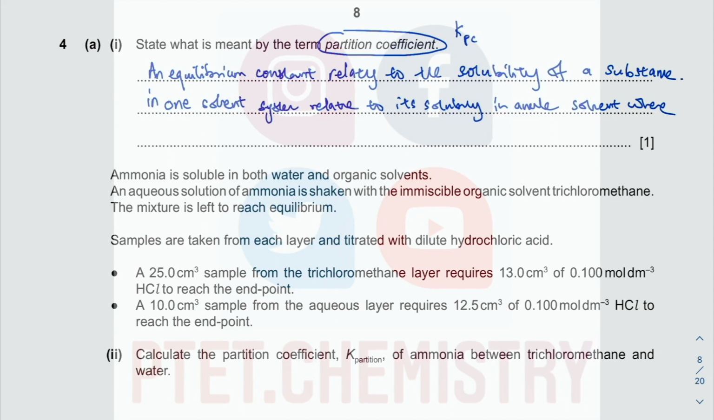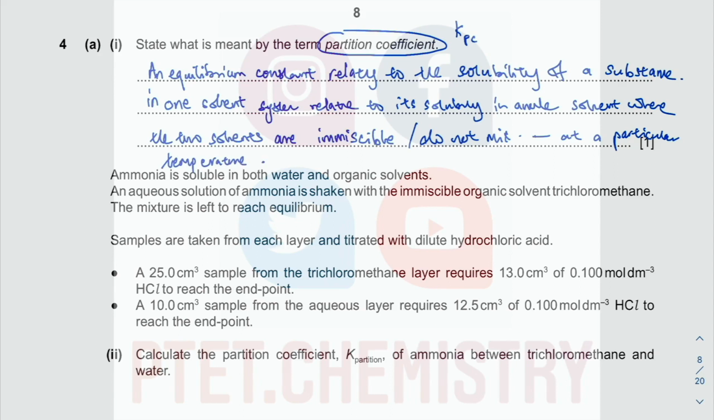where the two solvents are immiscible, okay, do not mix. So you will get two layers, and this will be true at a particular temperature, just like any equilibrium constant. Temperature, I can't even spell temperature. So the equilibrium constant will be constant as long as temperature is constant.